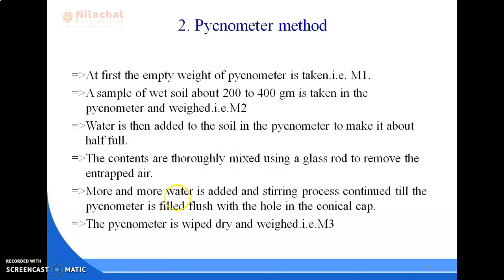To remove whatever entrapped air is present within it. More and more water is added, and the stirring process is continued till the pycnometer is filled flush with the hole in the conical cap. So again we have to add more water within this pycnometer, and we have to stir continuously with the help of a glass rod through this hole. And the pycnometer is wiped dry from the outside, and we have to take its weight again and note it down, that is M3.